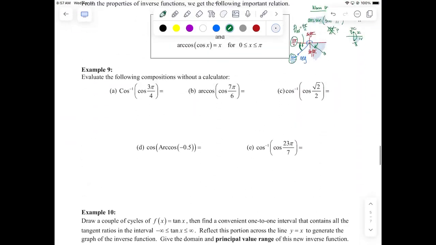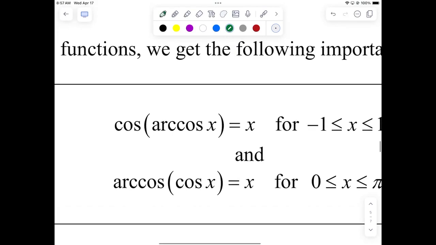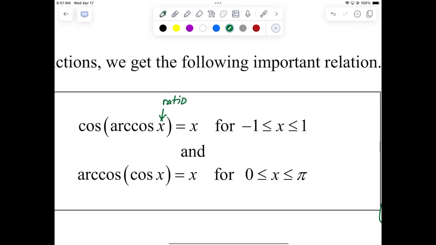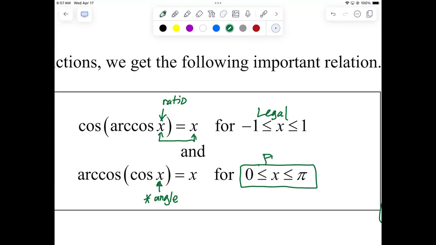So we do the same thing here with cosine. If we start with a ratio and we take the arc cosine of cosine, it's going to just be the ratio. It's going to be what you started with, so long as it's a legal ratio, between -1 and 1. The trick, though, is when you start with an angle, like we just saw in the warm-up. If you take the arc cosine of the cosine of that angle, it may not be x. It will be x only if it lives in the PVR.